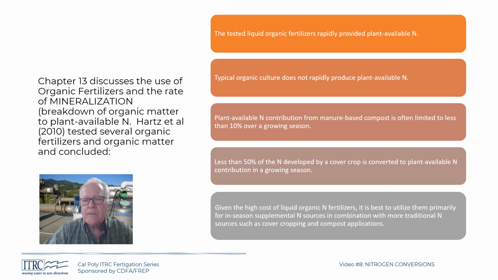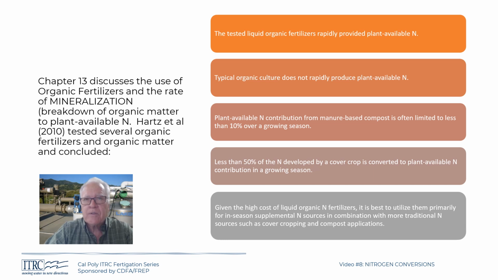You go to the next little box here, it says what he found is plant available nitrogen contribution from manure-based compost is often limited to less than 10% over a growing season. Wow, that's a little slow. And then the next box says, what if you have a cover crop? Which is a good idea. I'm not saying that any of these are bad. I'm just saying that it's difficult to know how quickly you get the conversion.